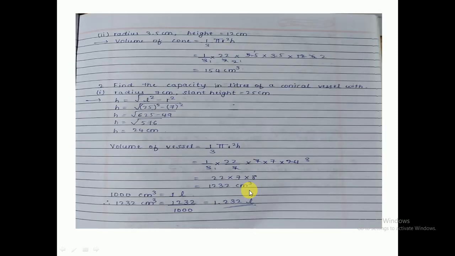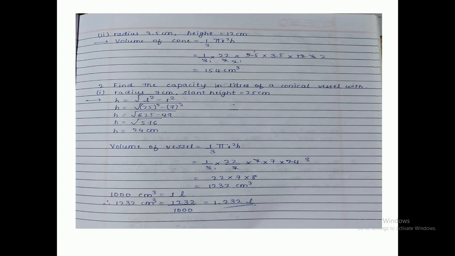So next question is radius 3.5 centimeter and height 12 centimeter. Okay, radius and height are given separately. Volume of cone is 1/3 pi r square h, that is 1/3 into 22/7 into, here radius is 3.5, then height is 12. So the answer is 154 centimeter cube. This is the solution for the first question.